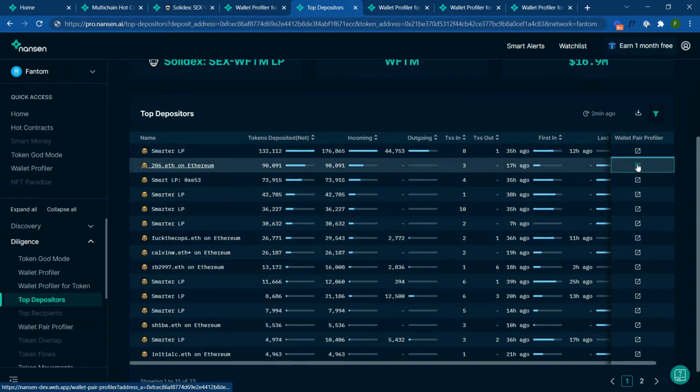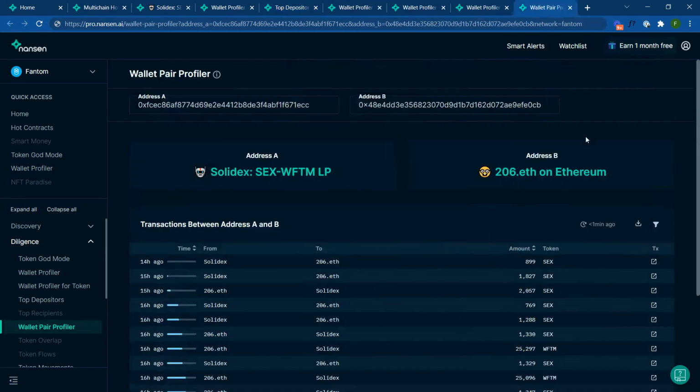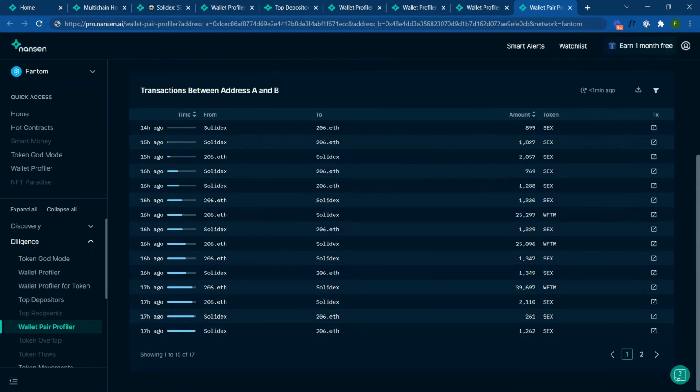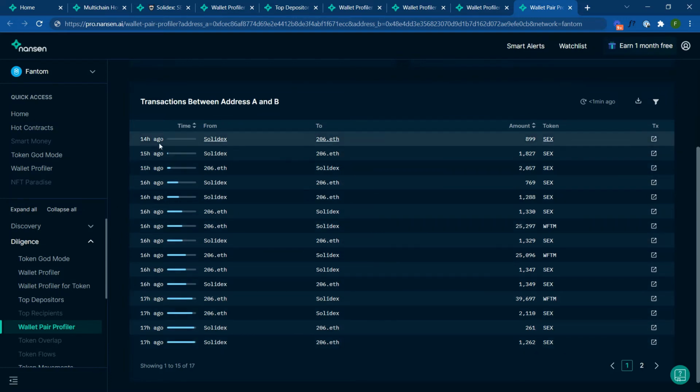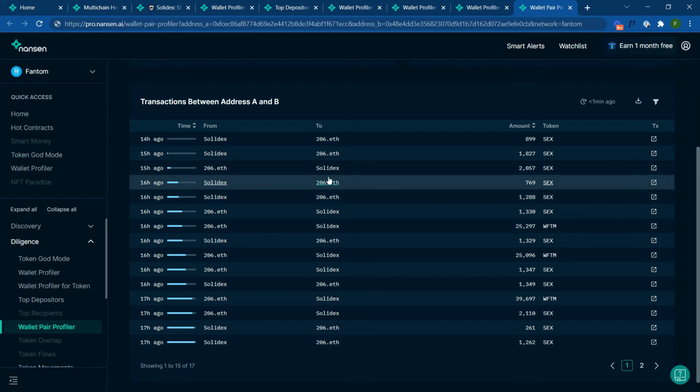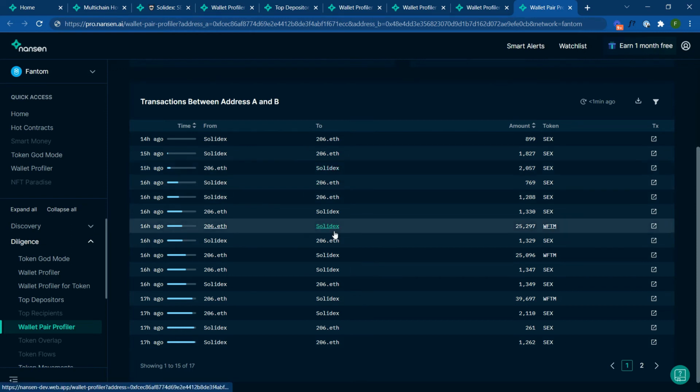Before, though, we want to go through the wallet pair profiler between our Solidex pool and the entity called 206.eth. Wallet pair profiler lists exclusively the interactions between two selected addresses, no matter the tokens. This is a good complement to wallet profiler for token, which focuses on one address and one token.